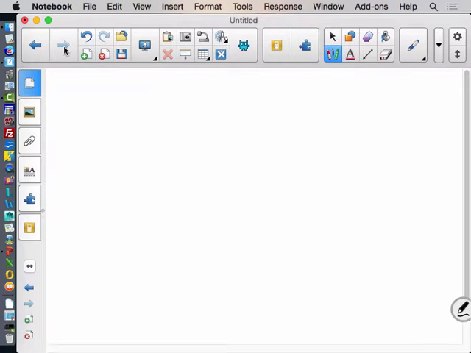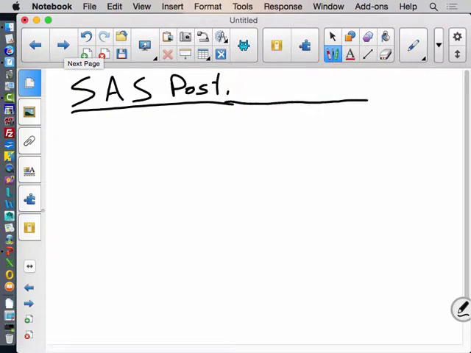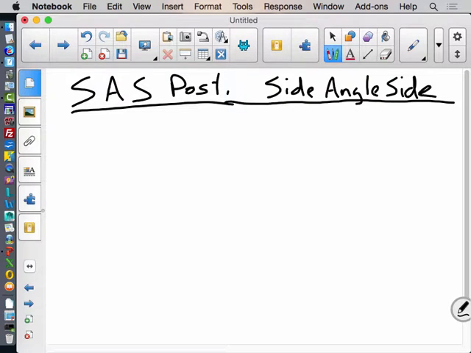So the next postulate that I want you guys to think about is the side angle side postulate. And remember that that is side, angle, side. And I want to point out to you that the angle has to be tracked between the two congruent sides.